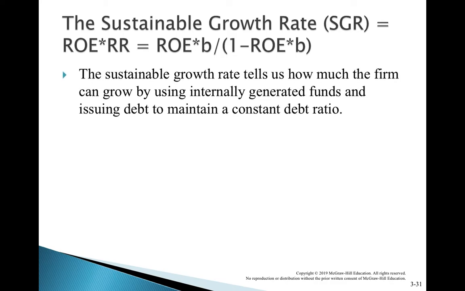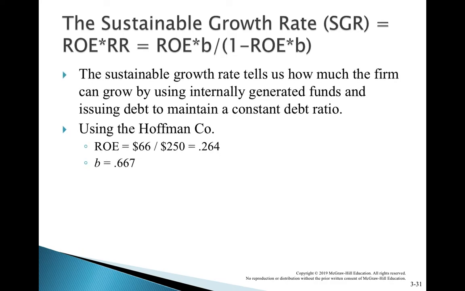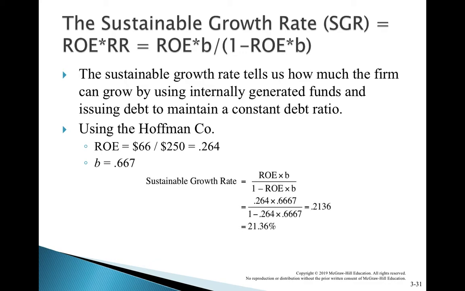Let us calculate for the same company, for the Hoffman. If we calculate the ROE, it is 26.4%, retention rate is 66.7%, then sustainable growth rate is equal to ROE multiplied by B divided by 1 minus ROE multiplied by B. ROE is 26.4%, that is 0.264. Retention rate is 66.67%, or we can say 0.667. So using this formula, we got the sustainable growth rate, or we call it SGR.